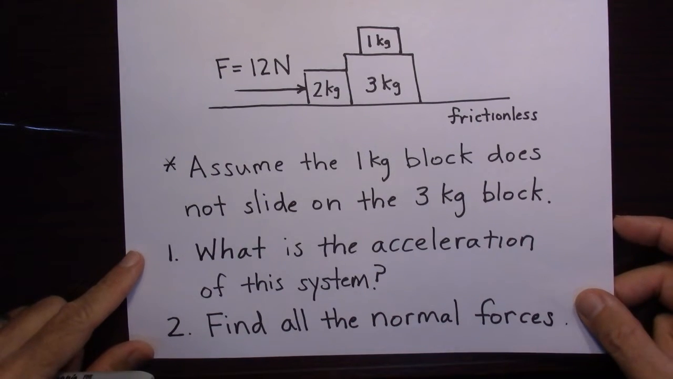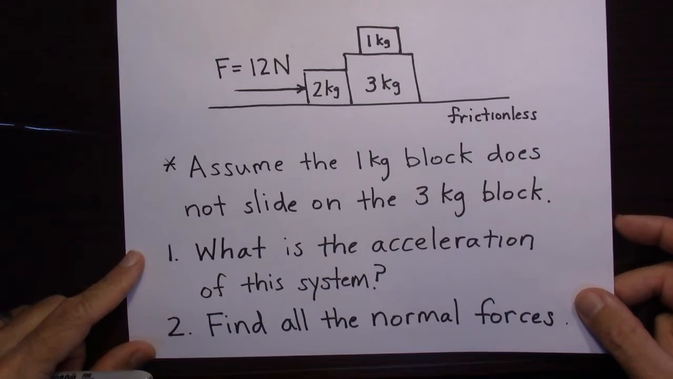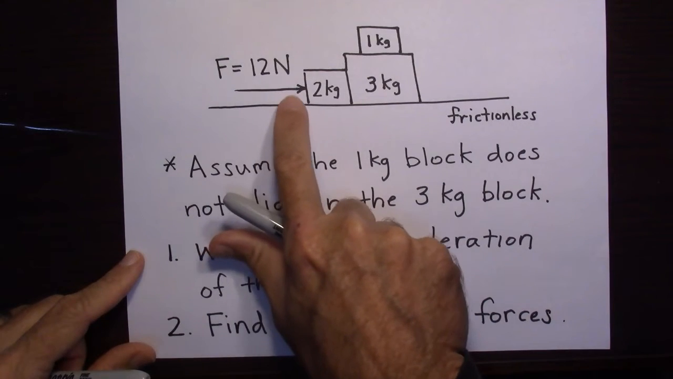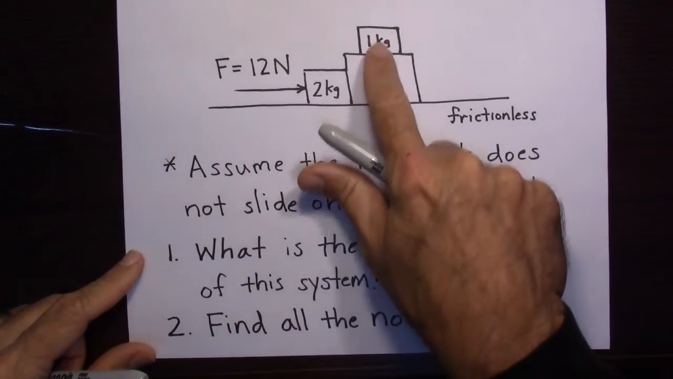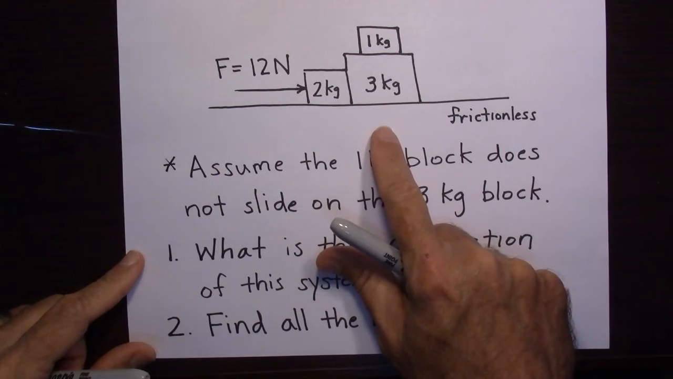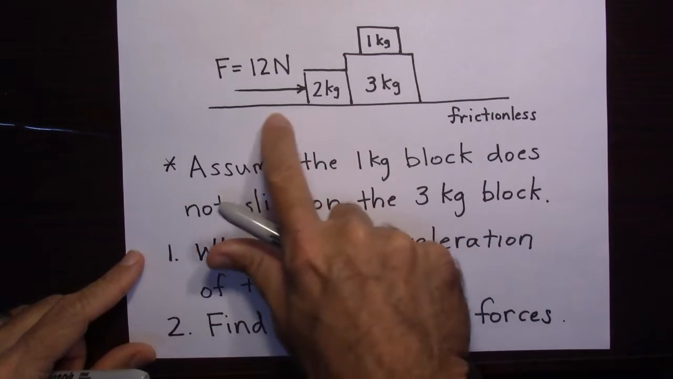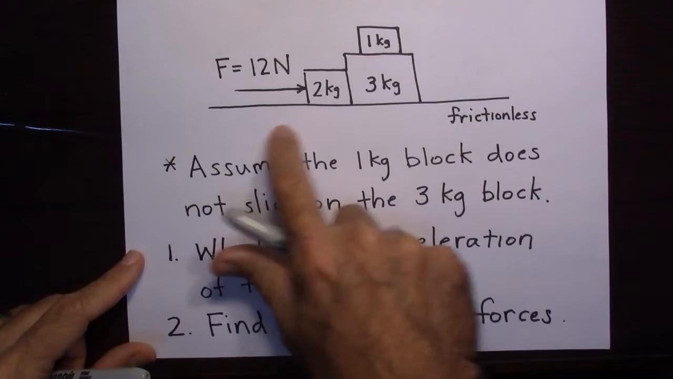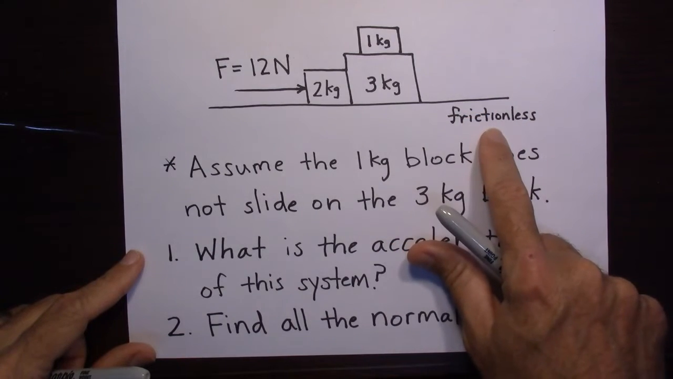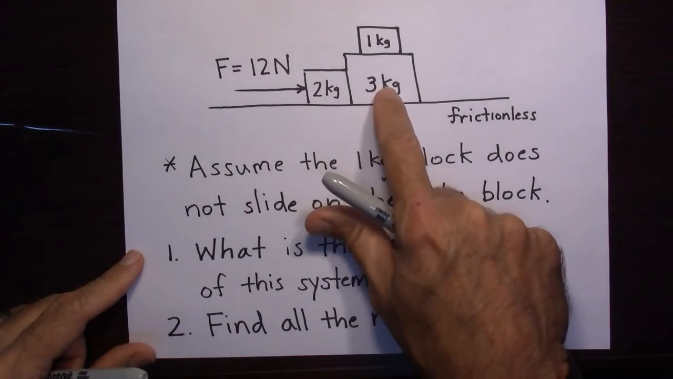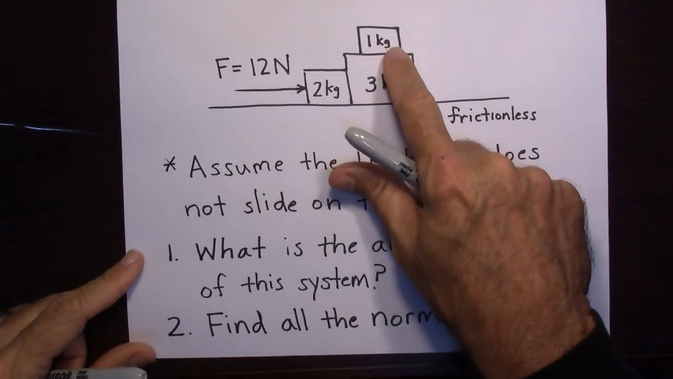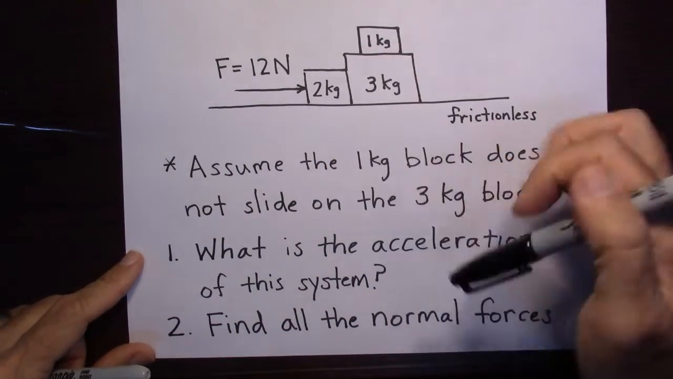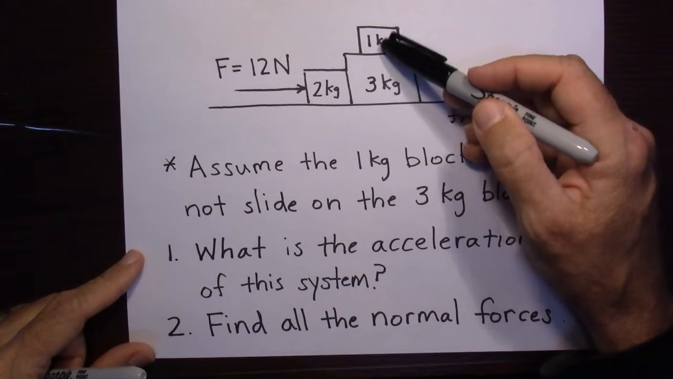What we have is a problem where we're going to put a 12 Newton force on 3 boxes. The 3 boxes are sitting on this surface. This table is horizontal and it's frictionless. There's a 2 kilogram, a 3 kilogram, and a 1 kilogram box. The 1 kilogram is held up there by friction, so there is friction between these 2 boxes.